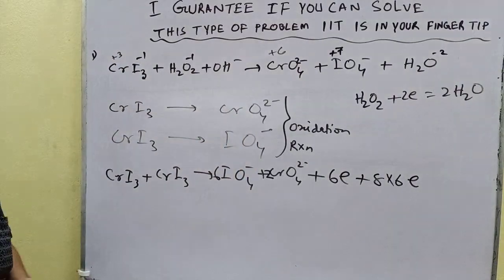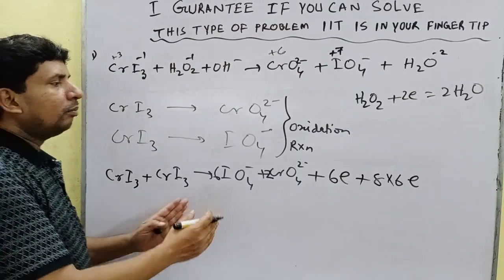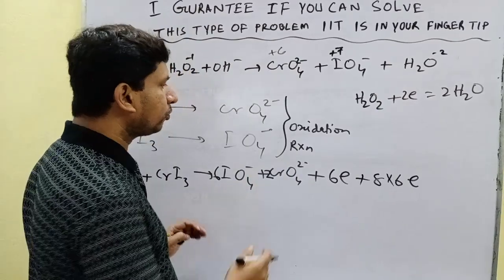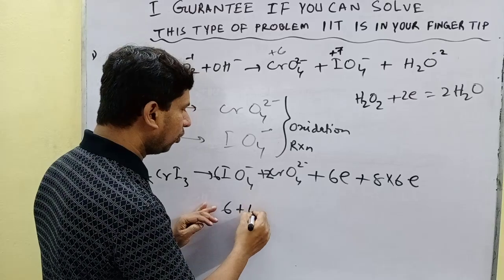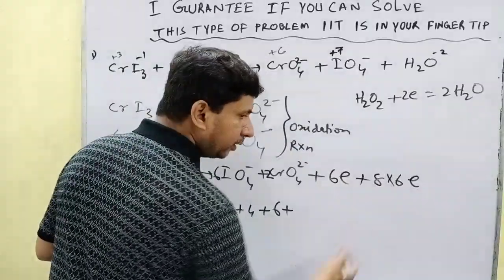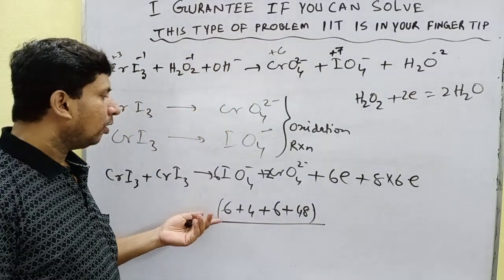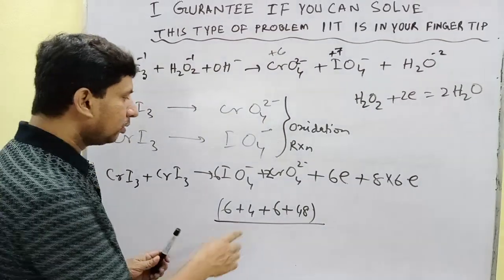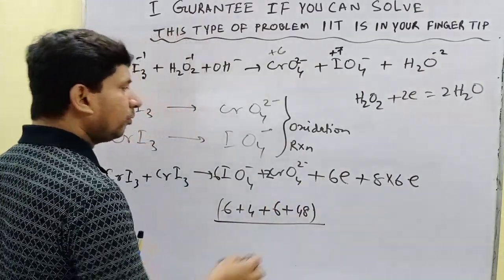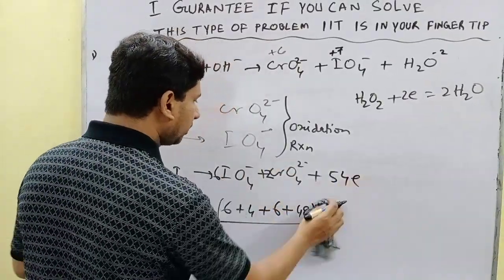Now we go to charge balance. On the left hand side there is no minus, but on the right hand side there are so many minus charges: 2 into 2, that is 4 minus, plus 6 electrons, that is 6 minus, plus 6 into 8, that is 48. So the total is 10, 48, 54, towards 64. So the total number of electrons is 54, and the total negative charge is 64.